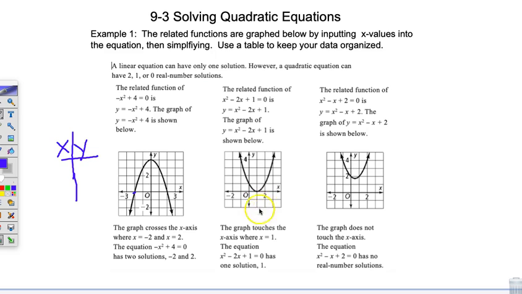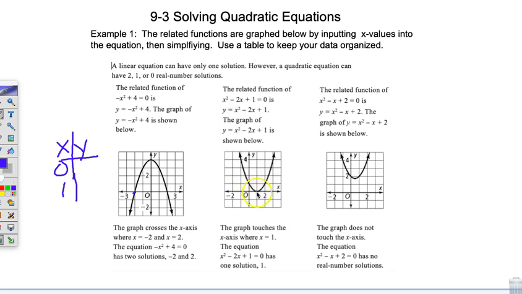Over here, we have another problem: x squared minus 2x plus 1 is equal to 0. To come up with that related function, they just set that equal to y rather than 0. Again, to graph this, you'll keep track of a little table. I would just include your x values as maybe 0 and maybe 1. Again, choose small values to input into this equation to get your y values.